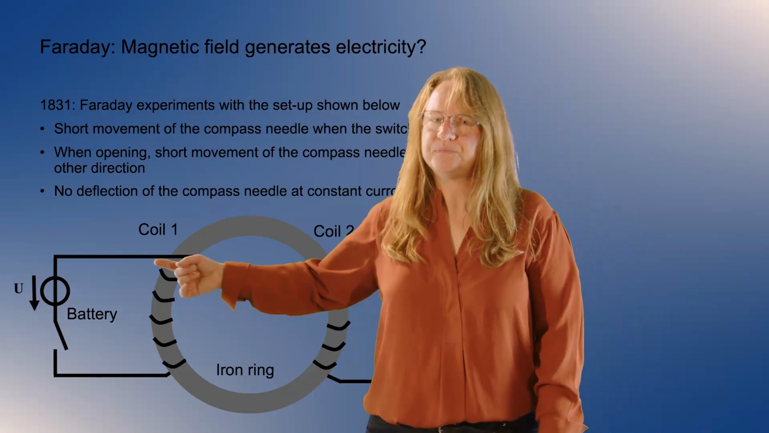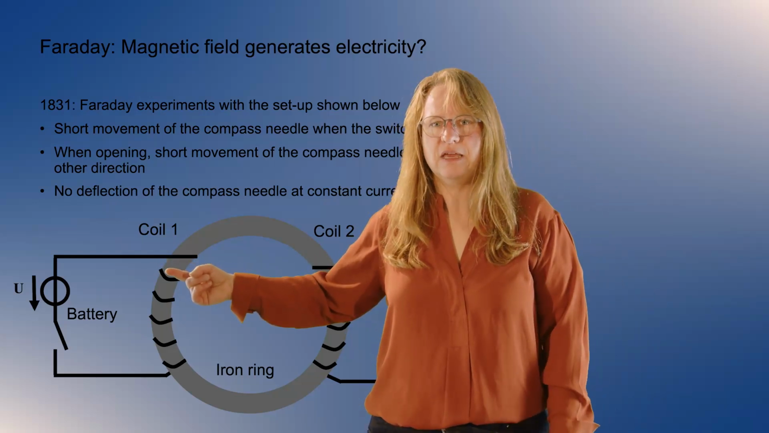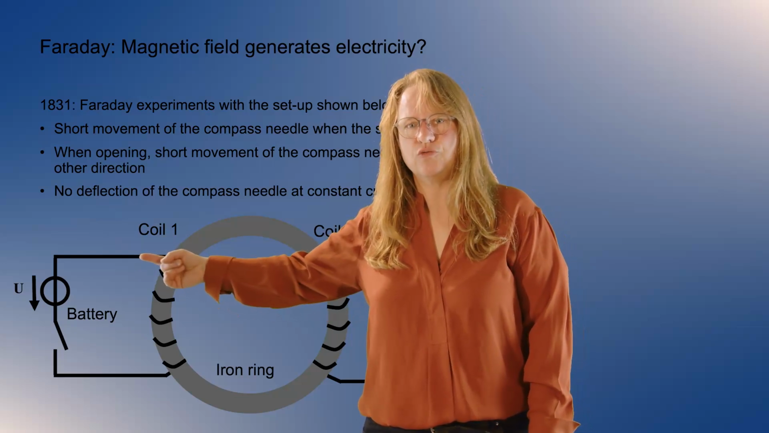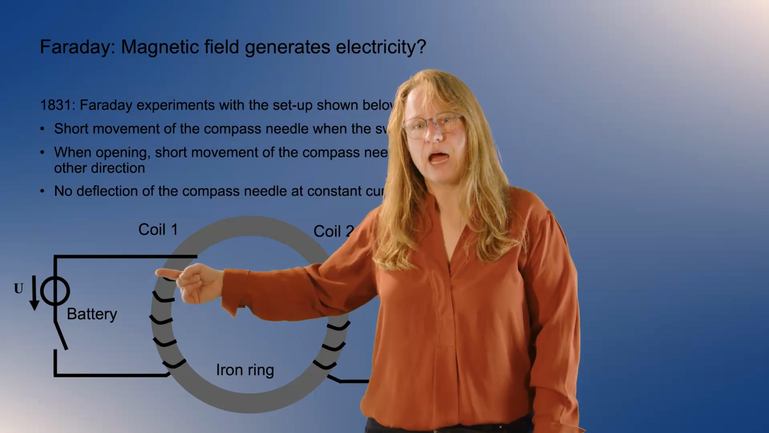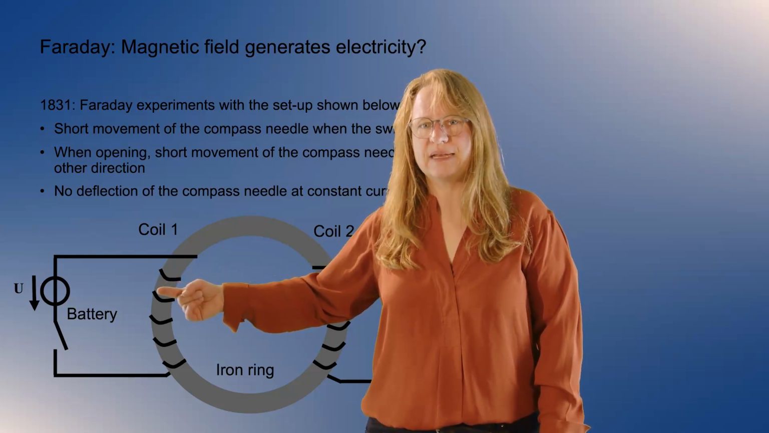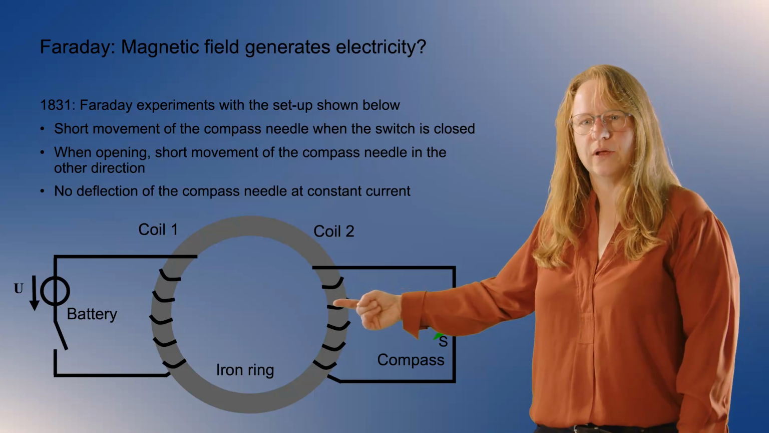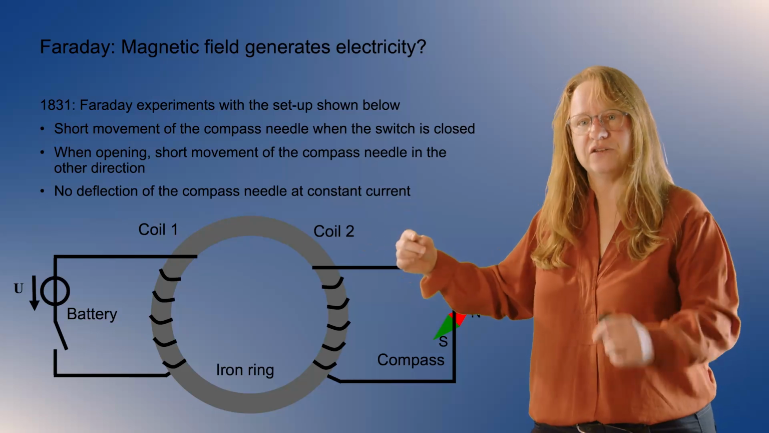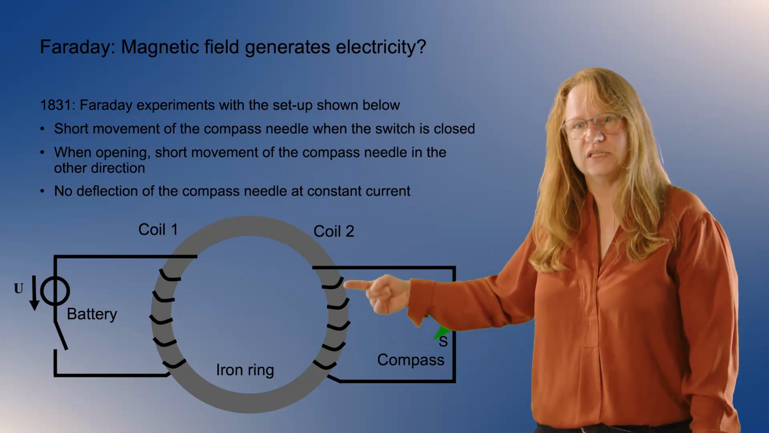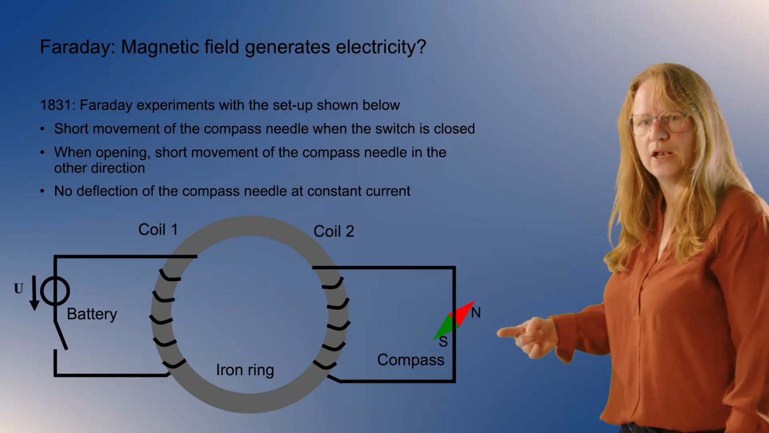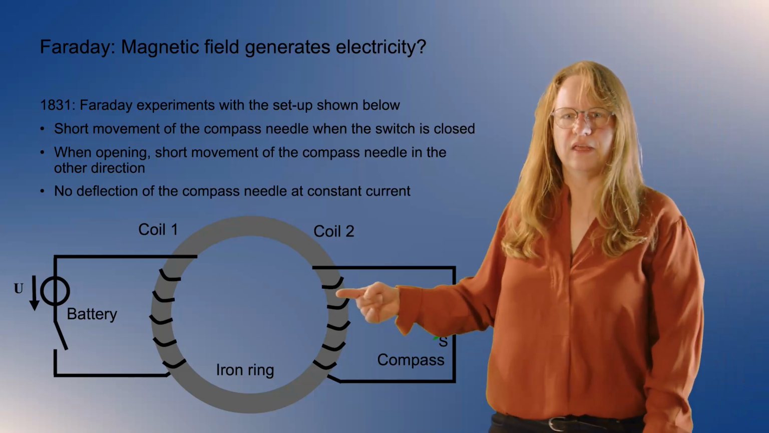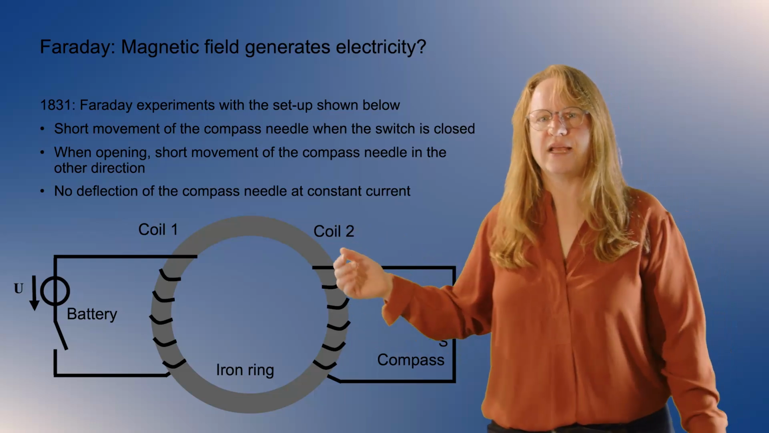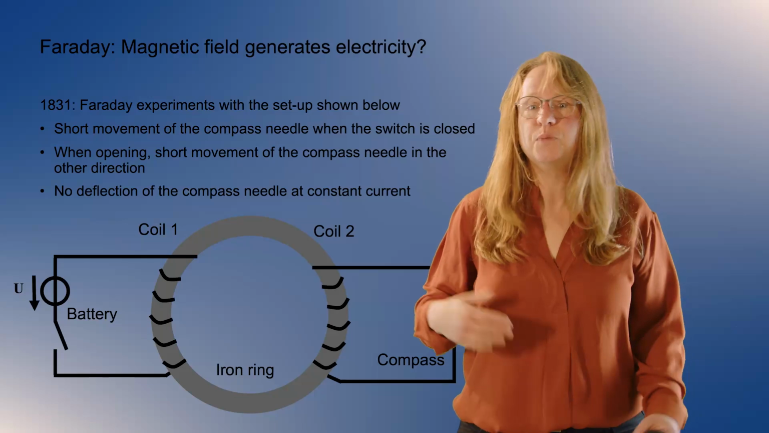So the idea was, well, if it is the same as with the electric current generating a magnetic field, then it should be such that if the battery is connected, we have a current flowing through coil 1. This generates a magnetic field, and then this magnetic field will go through coil 2. In coil 2, if really a magnetic field generates electricity, we will have electricity in the coil, and then the electricity in the coil should have an effect on this compass needle. So the important point that Faraday wanted to prove is that a magnetic field going through the coil generates electricity. And unfortunately, his experiments first didn't work.